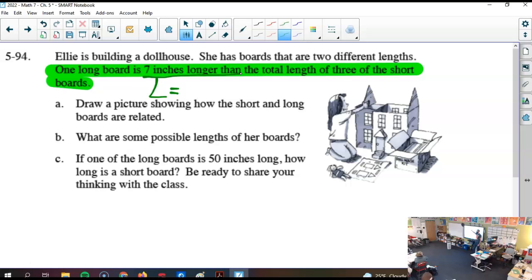This is not an inequality. This does not use one of these statements. Longer than could mean one of these, if I'm saying the long board is longer than the short board, or the short board is shorter than the long board. But what this is saying here is addition. It's confusing because it's saying I gotta add 7 onto something and I don't know what the something is yet. The first thing they're telling me is actually the last thing I want to write. So that's why we need to read the whole statement.